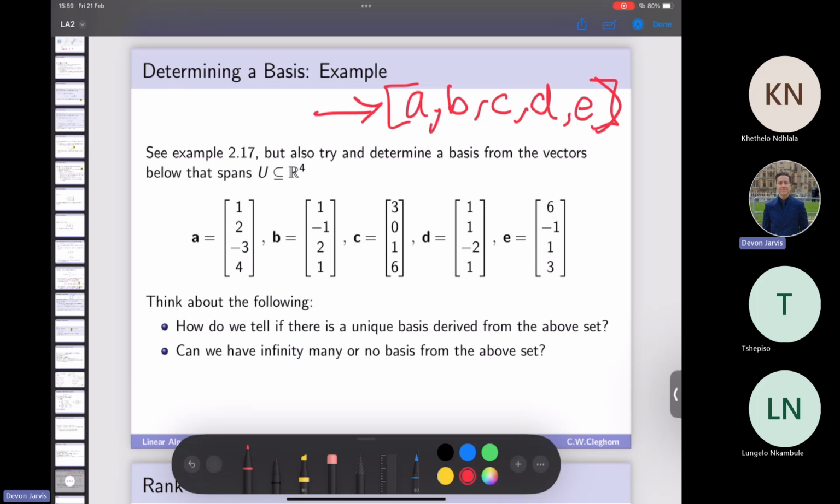So I'm trying to represent 4D space with 5 vectors. Cool.